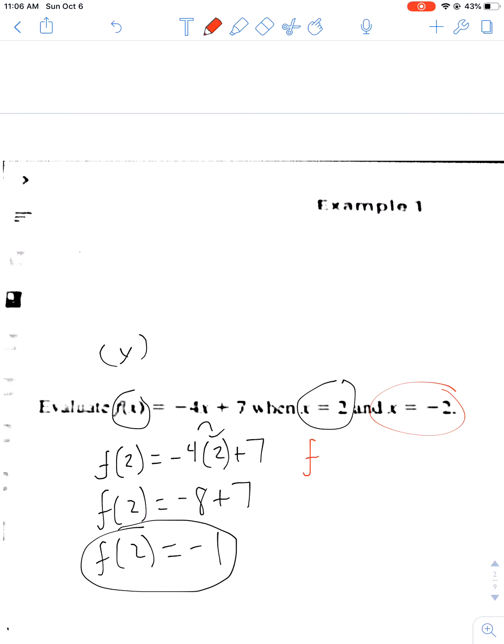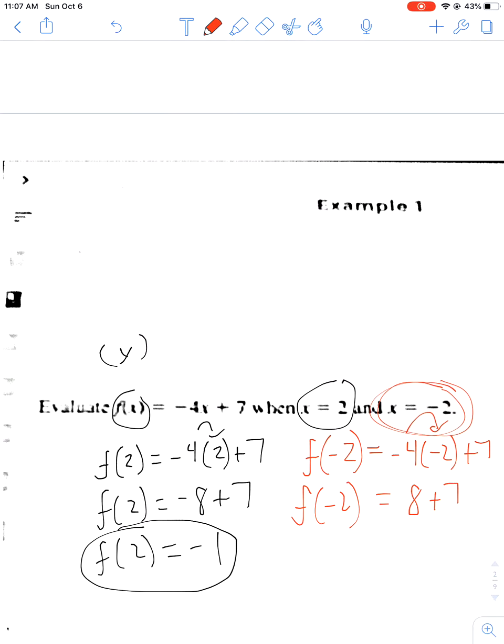But now, they also want us to do it when x is negative 2. So I've got f of negative 2. Again, I'm just replacing every x I see now with negative 2. This is negative 4 times negative 2 plus 7. So f of negative 2 is negative 4 times negative 2, or 4 times 2, which is 8. 8 plus 7 is 15. There we go. That's all you're needing to do there. Take the x, plug it in every place that you see an x, and solve.